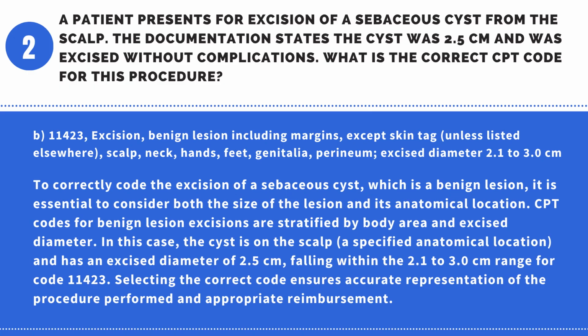CPT codes for benign lesion excisions are stratified by body area and excised diameter. In this case, the cyst is on the scalp, a specified anatomical location, and has an excised diameter of 2.5 centimeters, falling within the 2.1 to 3.0 centimeters range for code 11423. Selecting the correct code ensures accurate representation of the procedure performed and appropriate reimbursement.